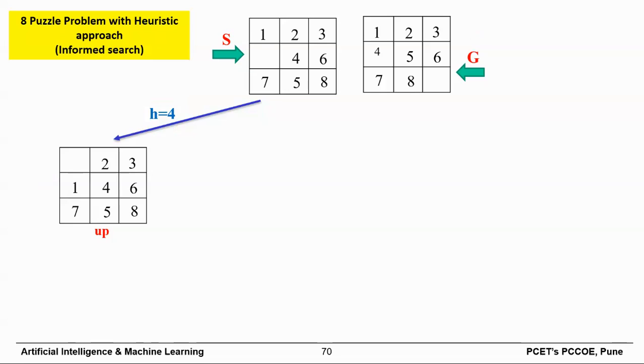Now here what we did, we interchanged these two positions.